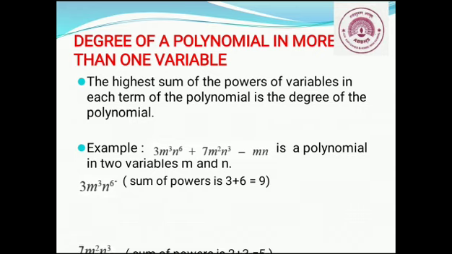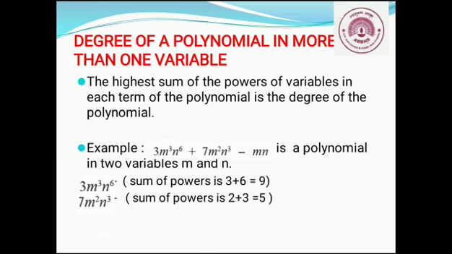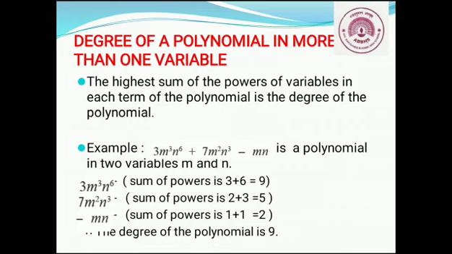For the second term, 7m square n cube, sum of powers of m and n is 2 plus 3, which is equal to 5. For the third term, that is negative mn, the power of m is 1 and the power of n is also 1. So therefore, the sum of powers of m and n is 1 plus 1, that is 2. Here the highest sum of powers is 9 and therefore the degree is 9.